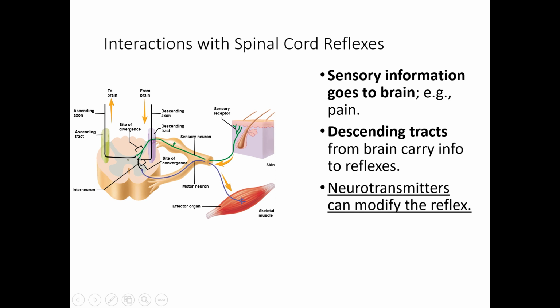Okay, interactions with spinal cord reflexes. When a reflex is going on, information from the spinal cord will also go to the brain to inform our brain what is going on. And our brain structures, including chemicals, neurotransmitters, can modify that reflex, making your reflex answer stronger or weaker.